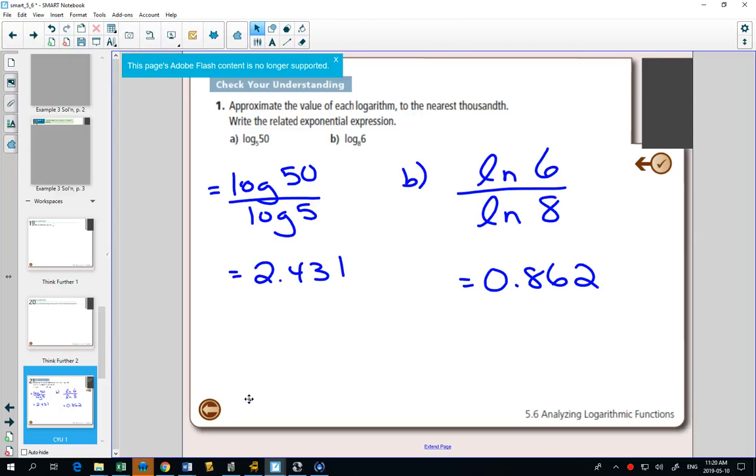All right, questions for this one are 3, 4, and 5. We are going to do example 2 as well. No, we're going to let you do 3, 4, and 5 for a little bit, and then we'll do example 2.